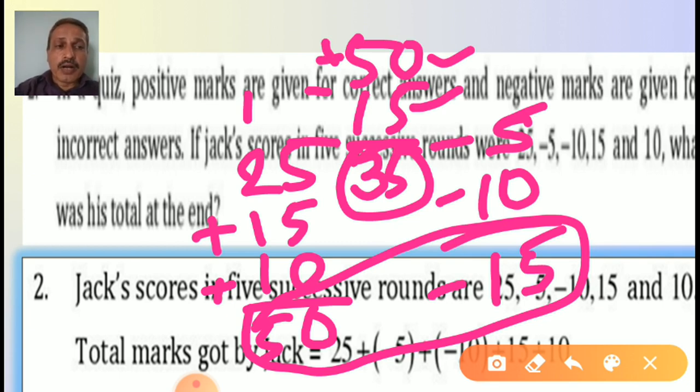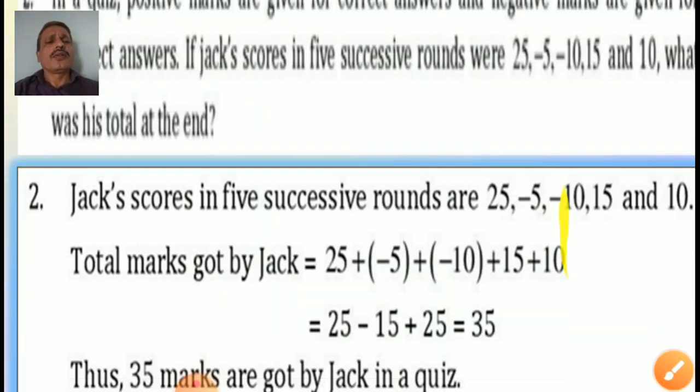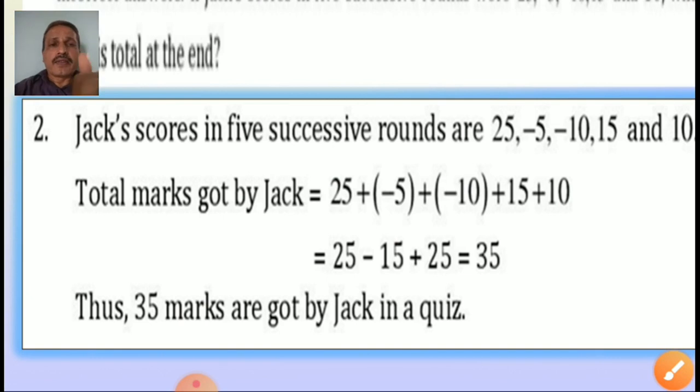I already hidden this answer here and check it. Yes or no? Yes, my answer is right. Your answer is also right. I know you did this one. So total marks of a quiz Jack score is 35 by positive and negative numbers.